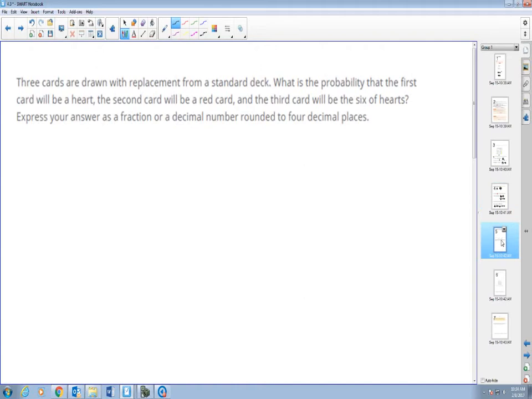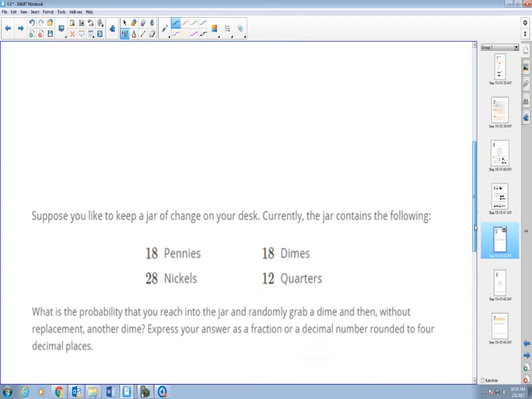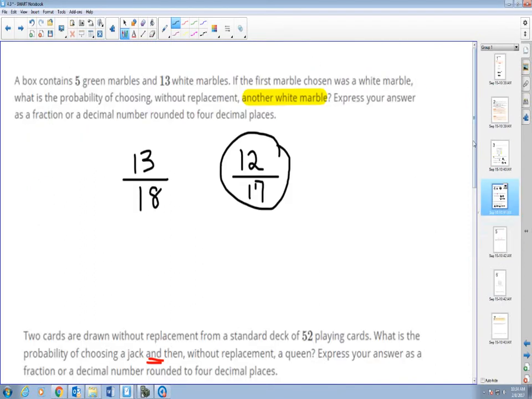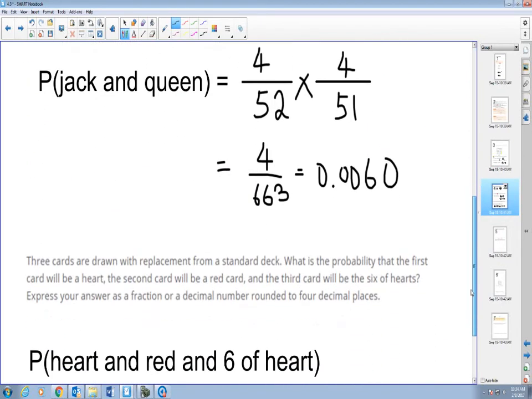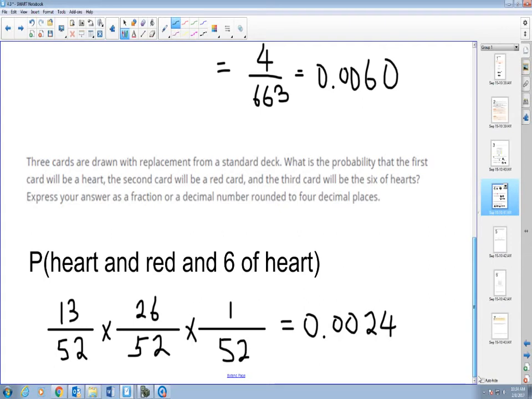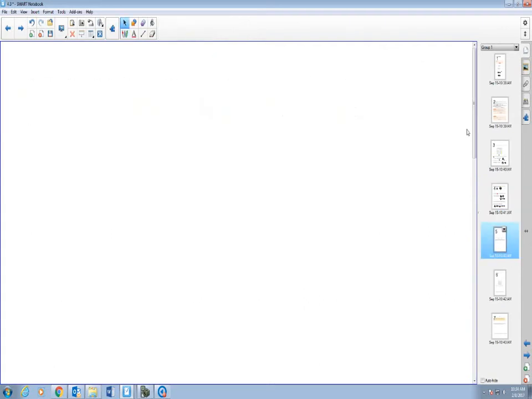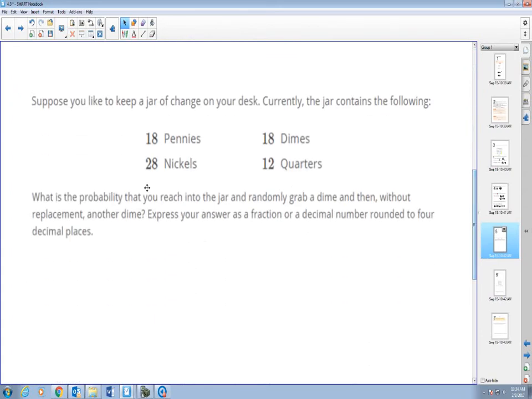All right. So this one is the same one as the earlier one. Excuse me. I must have misplaced a problem here. Where's my two cards? Yeah, I messed up. This is the extra problem. Sorry about that. All right.